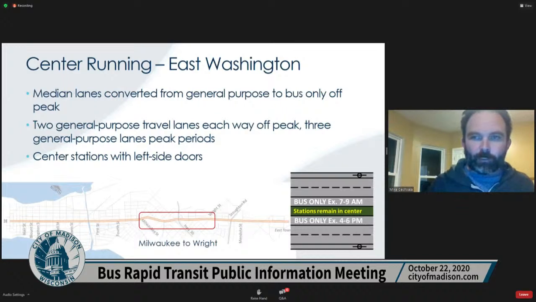Okay, so East Washington Avenue, as you continue east of Milwaukee Street, there's a little bit of a transition, but between Milwaukee Street and Wright Street, as you go past the isthmus, we don't have the parking lane that we can use for space. The median lanes would be converted from general purpose to bus only during peak periods only. Off peak, they would be restricted to buses only and left turns. During peak periods, they would be open to general traffic. 2 general purpose lanes each way off peak. Center stations with left side doors. And again, you can see the simplified graphic on the lower right-hand side of the screen.